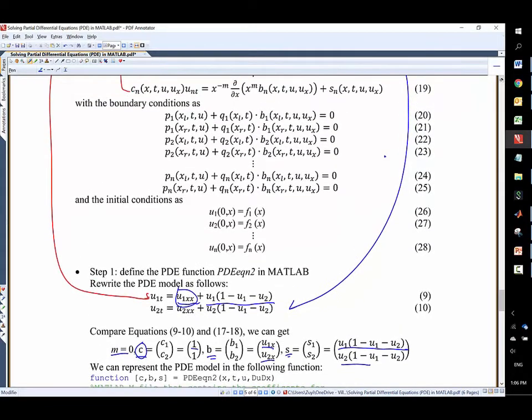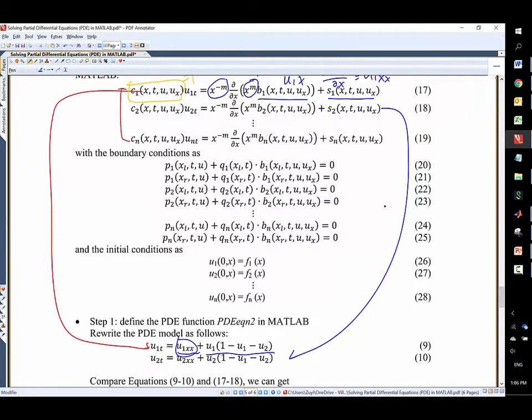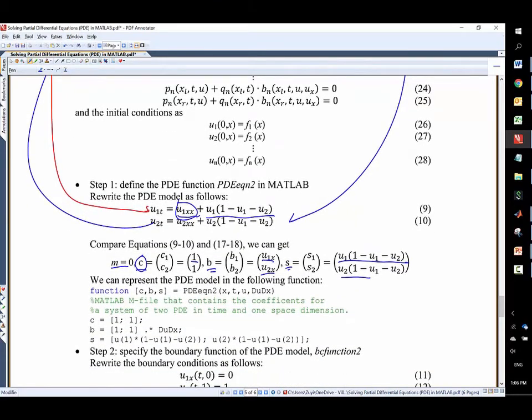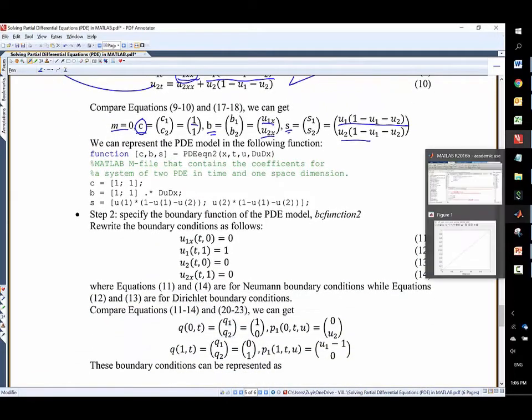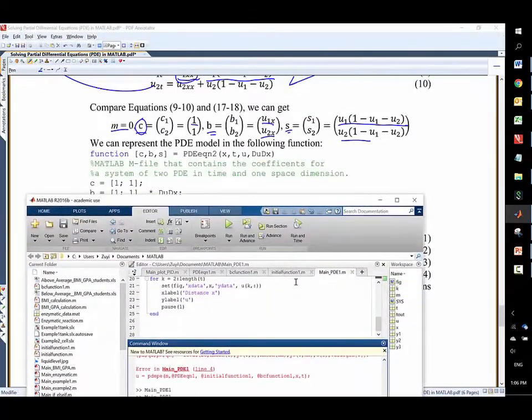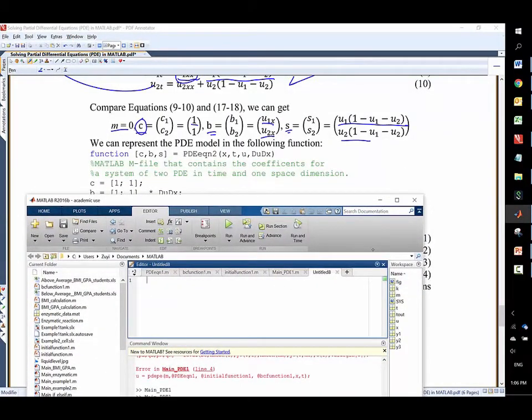Again, I go through this a bit quick, but you could compare this second equation and get a similar conclusion. Now let's type the second PDE here. So we get the function CBS equal to PDE equation 2.